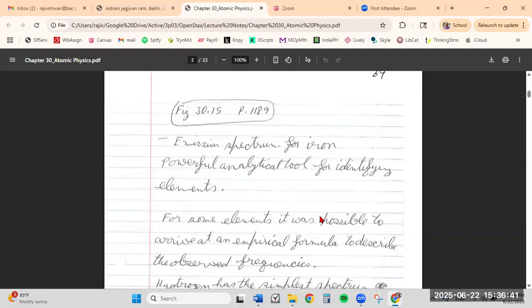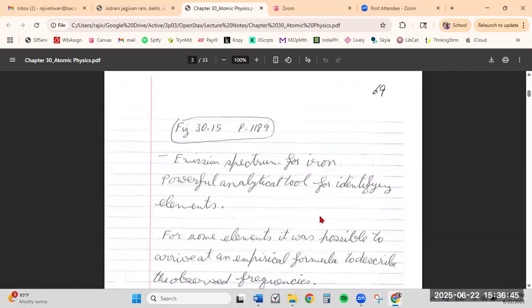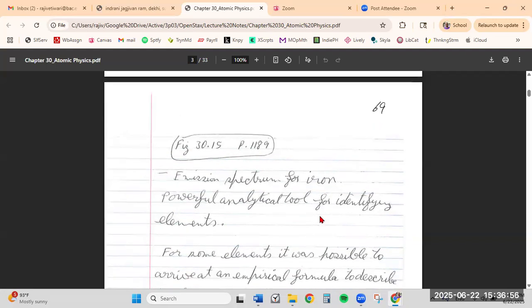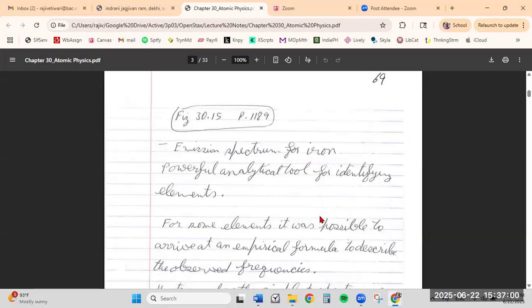The emission spectrum is a powerful analytical tool for identifying elements. So you basically look at the spectrum and then you match it with the known spectrums of different elements, and that can tell you what element is present in the discharge tube gas.